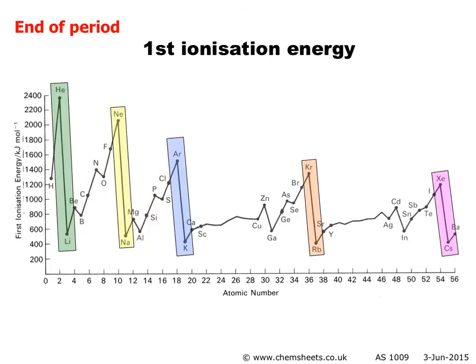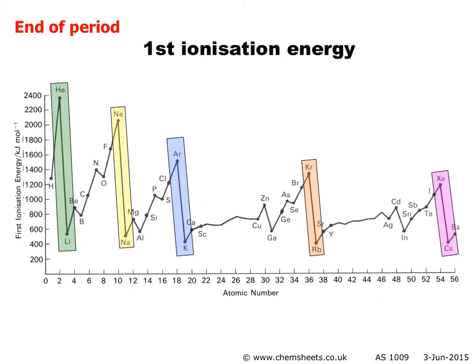This isn't something we've particularly spoken about so far: when you get to the end of a period and you move to the next period, you can see there's a dramatic drop in the ionization energy. So we get to the end of period 1, helium, and we start period 2, and we can see that lithium's first ionization energy is much less than helium's. Again, when we go from period 2 to period 3, we can see that the first ionization energy of neon is much greater than that of sodium.